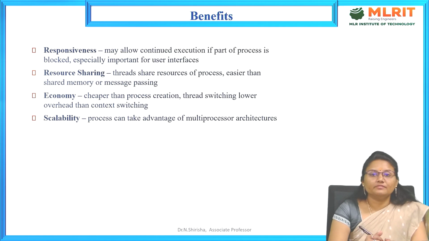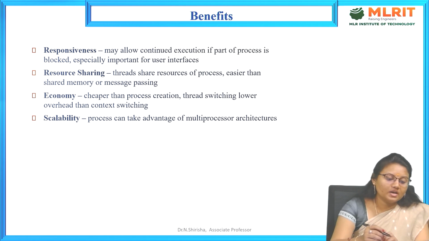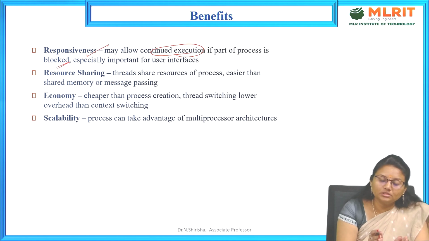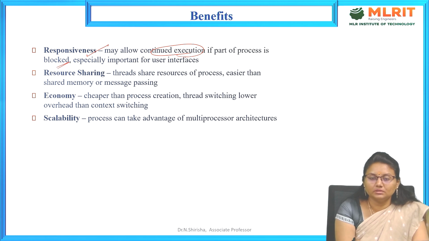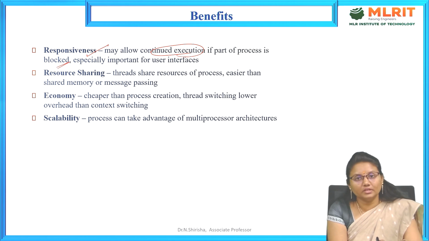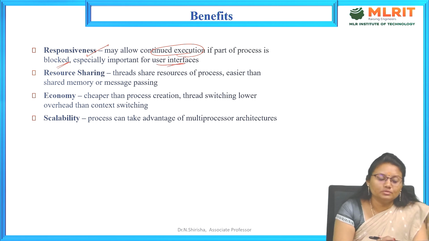So what are the benefits of this threading? There are different benefits when you implement multi-threading. High responsiveness may allow continued execution if part of the process is blocked. Whenever the process is blocked, you are not allowing the processor to be idle until it is unblocked. You are letting the blocked process wait and giving the chance to the other process. This is especially important for user interfaces.